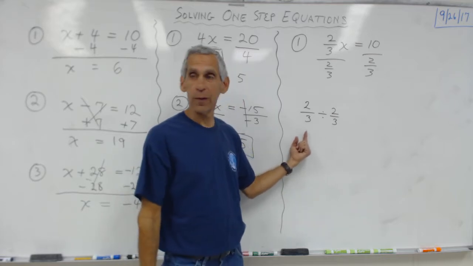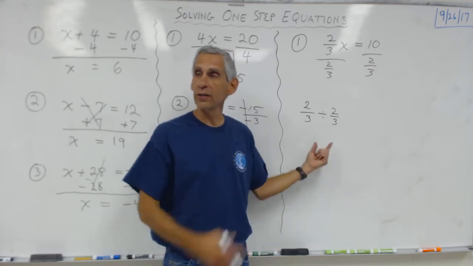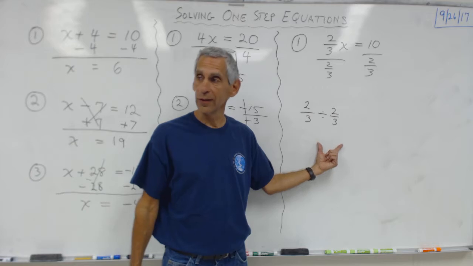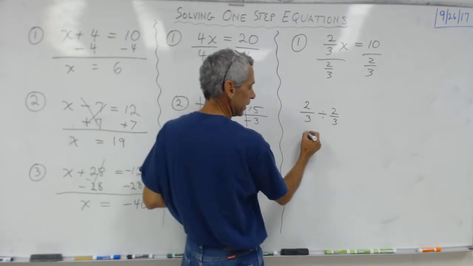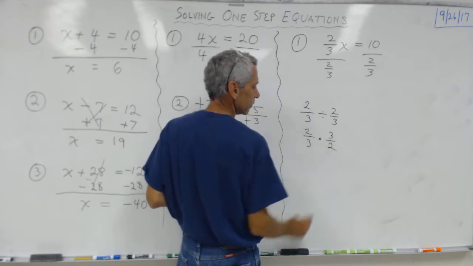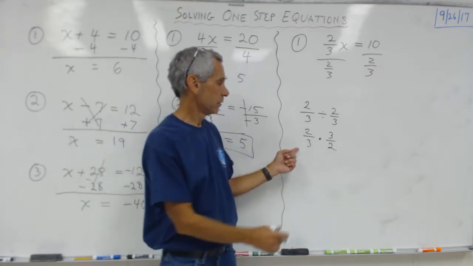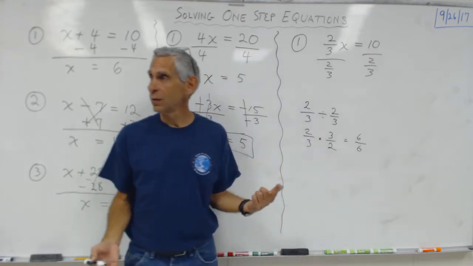Remember the copy dot flip idea? Copy dot flip. Always turn a division when you have fractions and you're dividing fractions. You always turn it into a multiply problem. Always. Yes. So immediately I copy it. 2/3 times 3/2. Right? And when I do that, what happens? I get 6 over 6, which is 1.